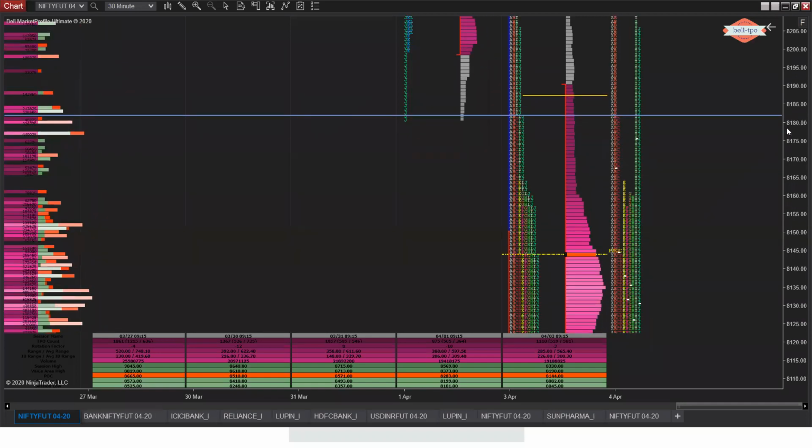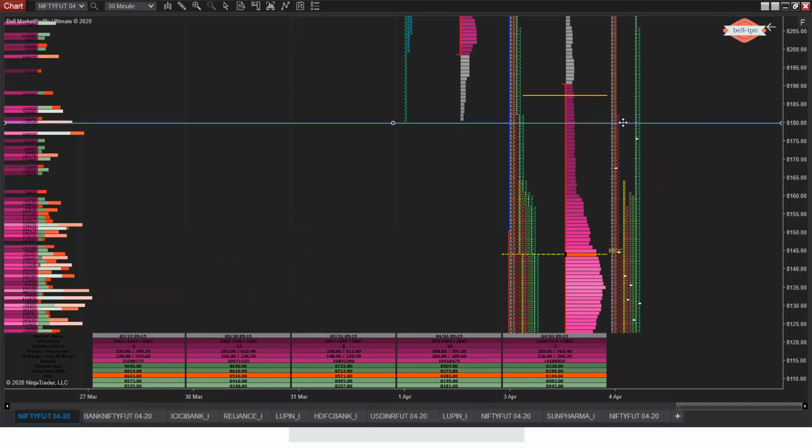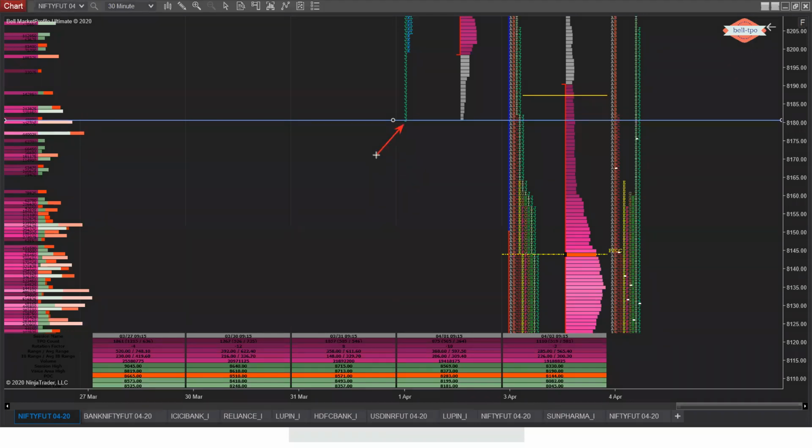It's basically nothing but the C period high was exactly, or just one TPO away from the previous day low. So here is the previous day low. This is my previous day low. This is the J period low on 1st of April. That is exactly my previous day low.